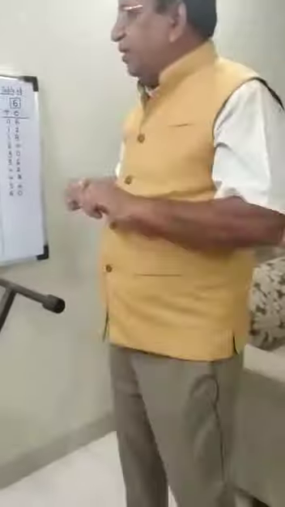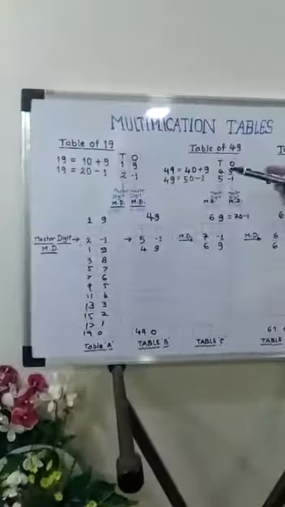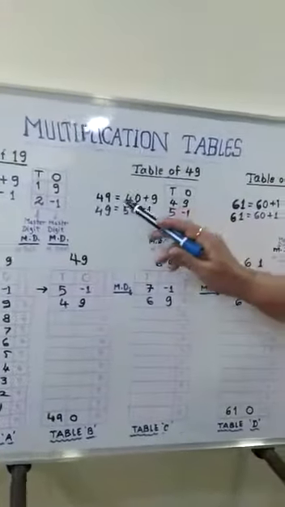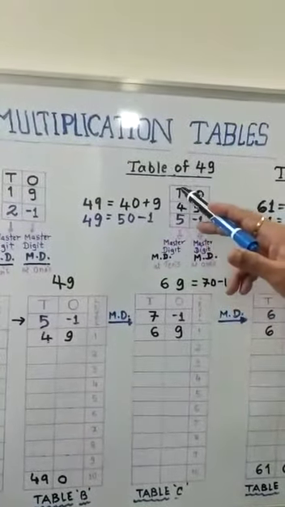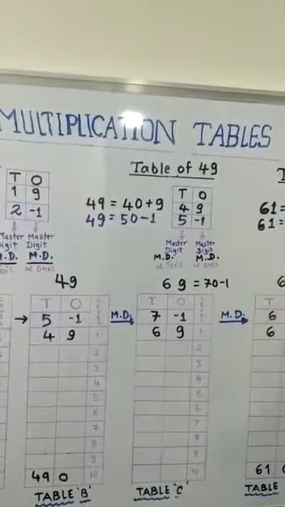Last time we considered the very difficult table ending with 9, that is the 19 table. This time we will consider one more table, that is 49. So let's learn how to make the table of 49. 49 is equal to 40 plus 9, so for this 40 we put 4 in the tens place and 9 in the ones place.